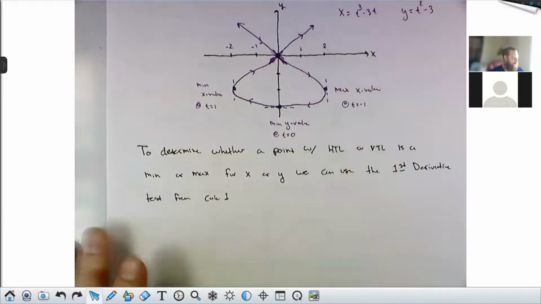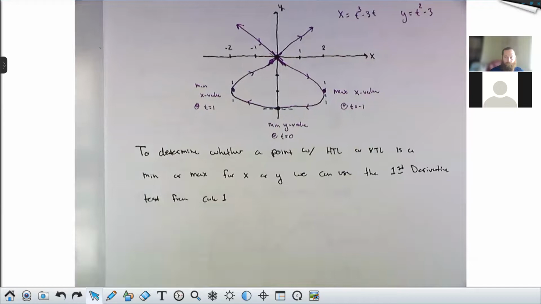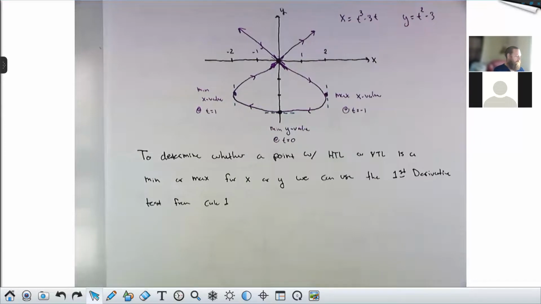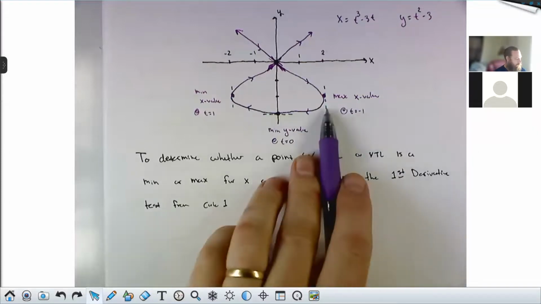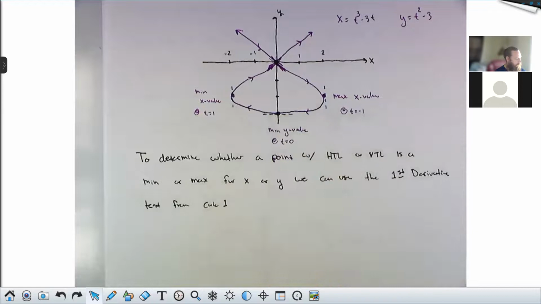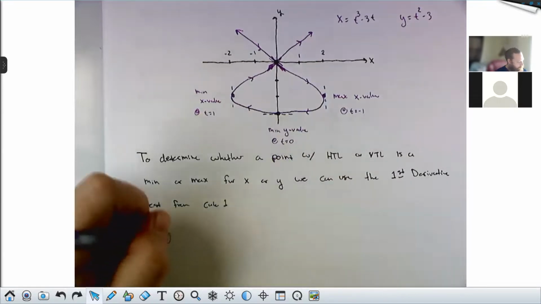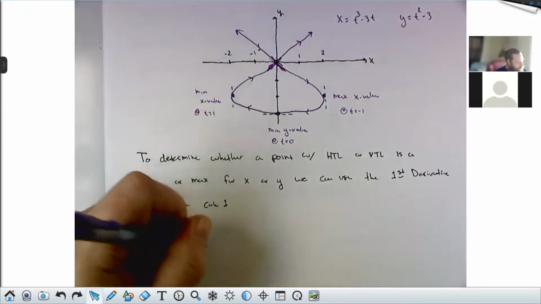The first derivative test says if you go from decreasing to increasing, that had to be a min. And if you go from increasing to decreasing, that had to be a max. So let's look at this guy. Actually, let's look at this guy first. dy/dt was 2t.